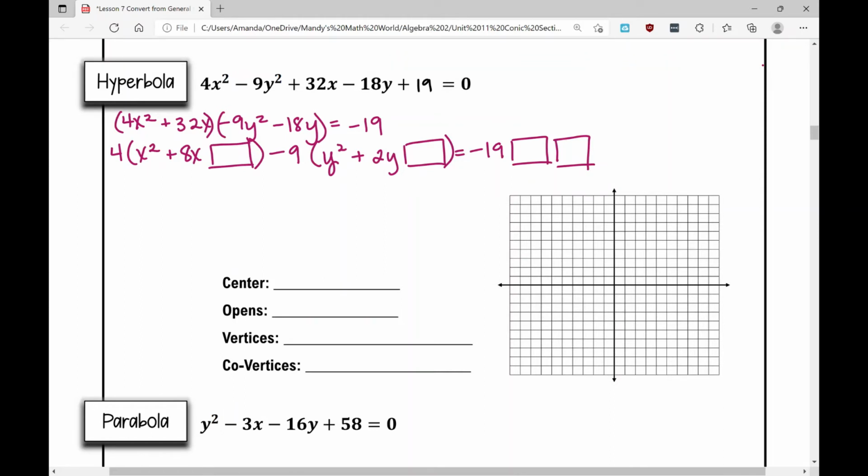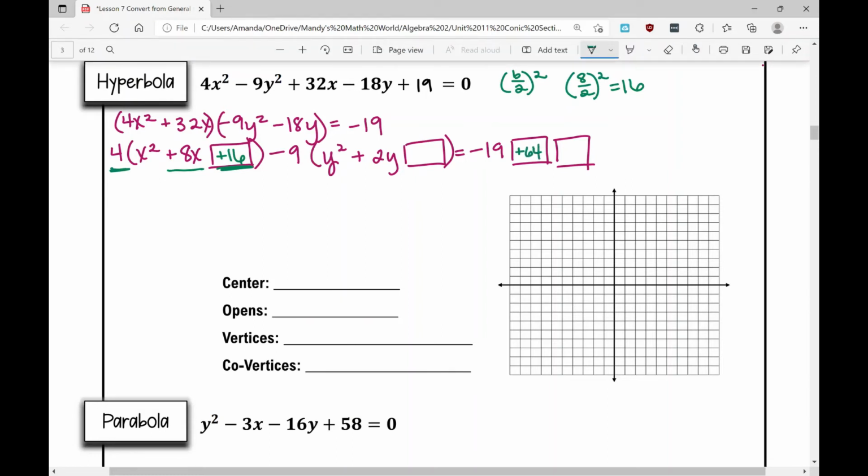So now, what are we adding in order to complete the square? We're adding b over 2 squared. So in this first set of parentheses, b is 8, so 8 over 2 is 4, 4 squared is 16. I'm adding 16 inside, but I'm not adding 16 to the other side. I'm adding 16 times the GCF. That's what you have to add to the other side, which is 64.